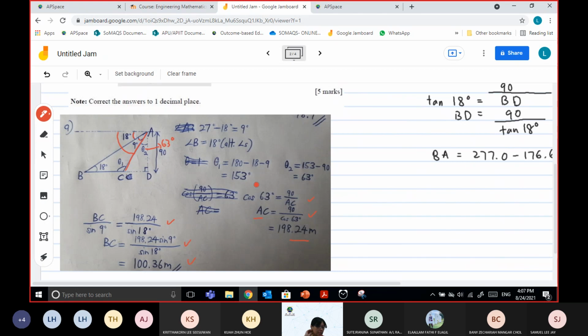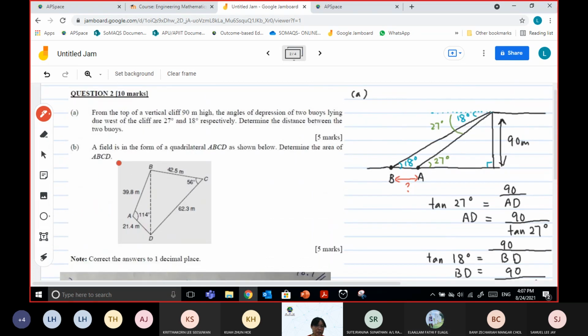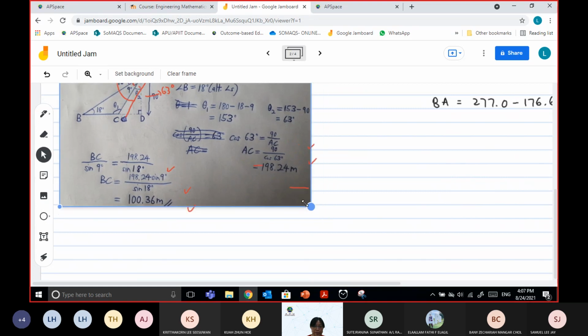Any questions, students? Clear? All clear, miss. Okay, next one. A fuse is in the form of a quadrilateral ABCD as shown below. Determine the area of the ABCD. Okay, let's find the area of ABCD.